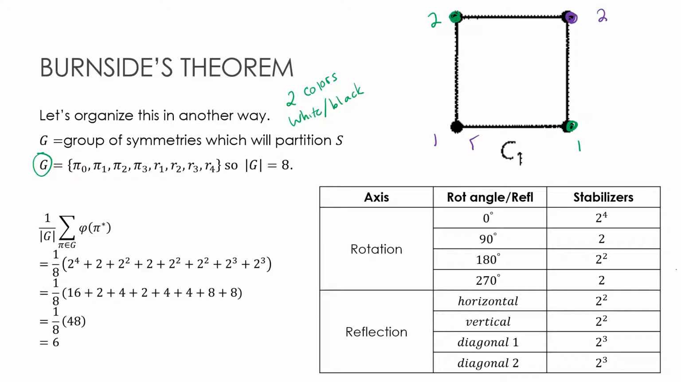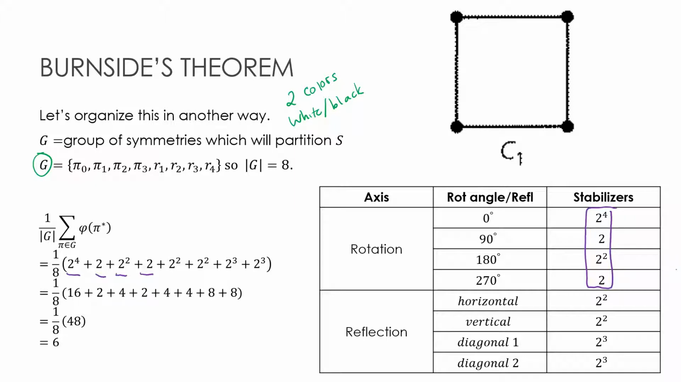Hopefully you're following this. Then I'm going to look at the next one, which is 270, which is really just like 90. We're just going in the opposite direction, so that's 2. So I'm done with my rotation. 2 to the 4th plus 2 plus 2 squared plus 2.